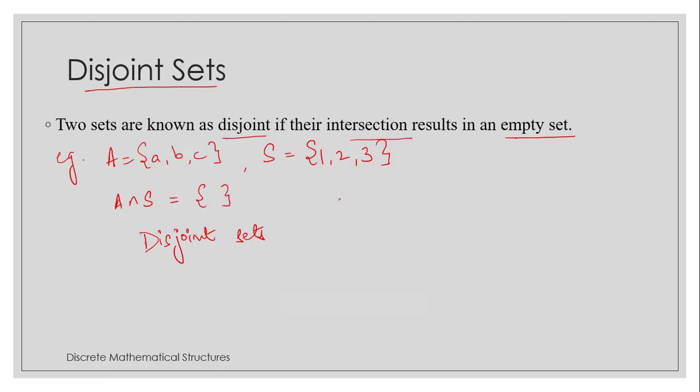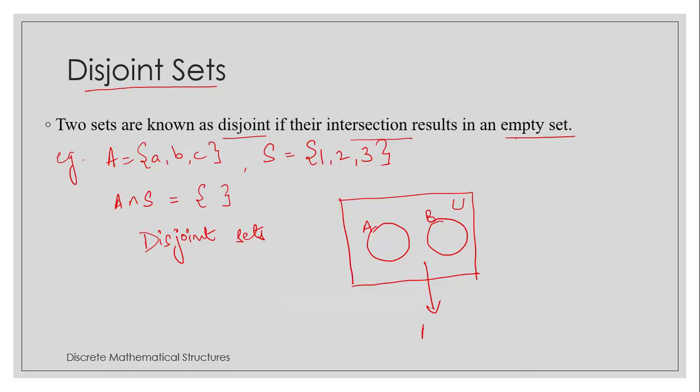Now using a Venn diagram, we can represent disjoint sets as two separate circles because there is no common element. This shows that A and B are disjoint sets.